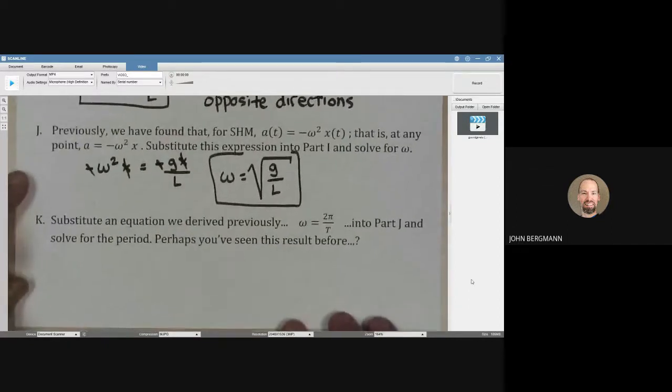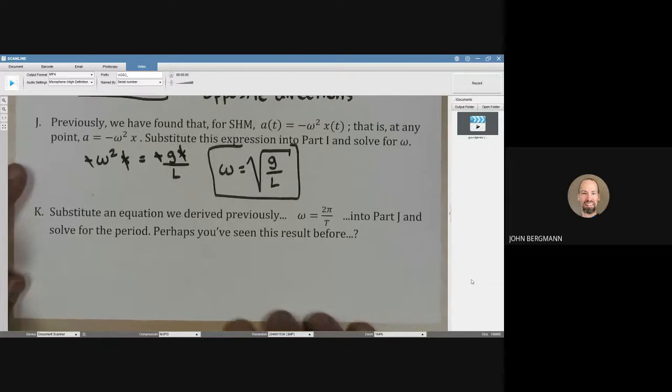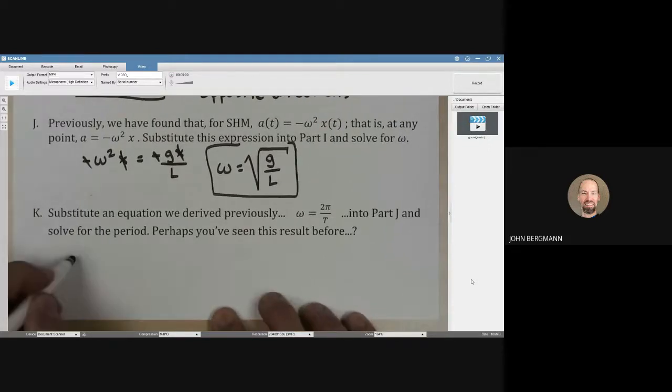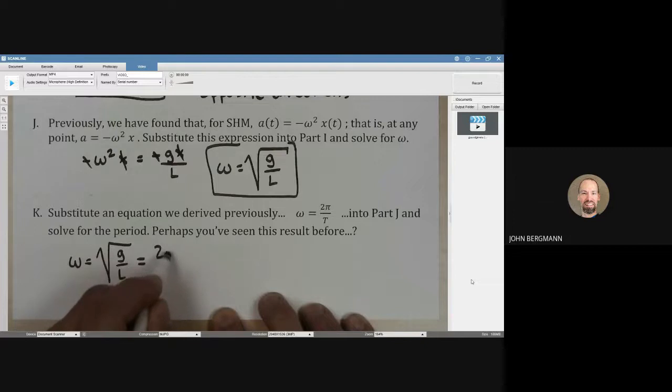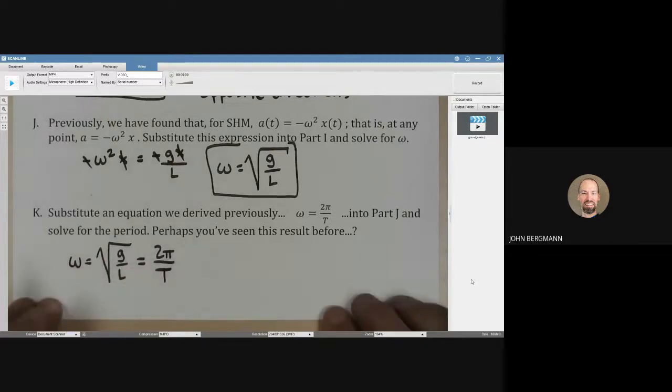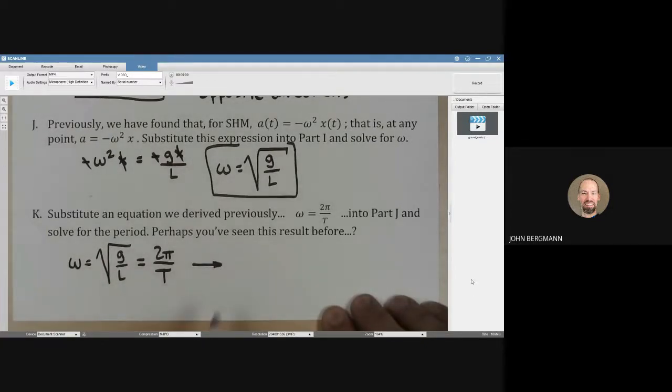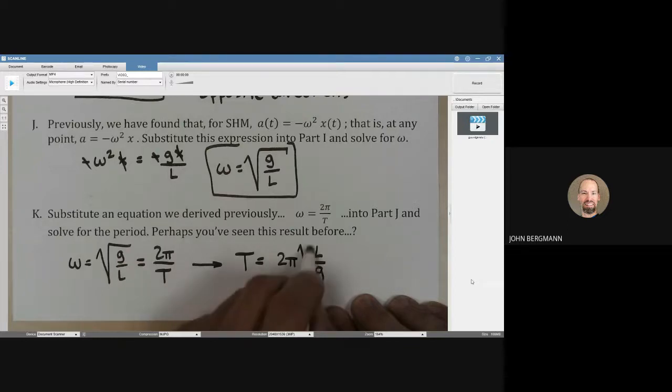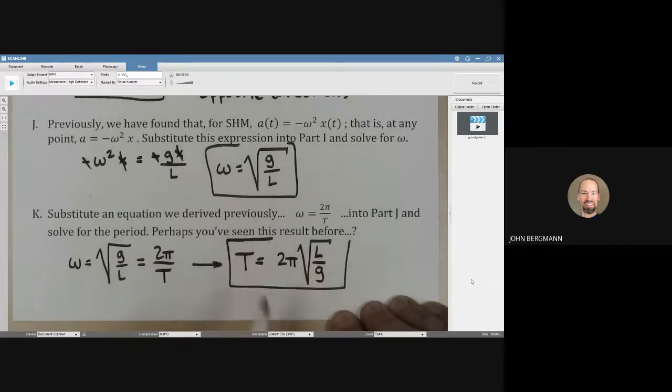Lastly, substitute an equation we derived previously into part J and solve for period. If omega is equal to the square root of g over L, and omega is 2 pi divided by the period, we learned that a few videos ago. If we solve this for period, what does that give us? 2 pi times the square root of L over g. You might have seen that equation before. That is the equation for the period of a simple pendulum. Notice that the mass of the bob does not affect the period.